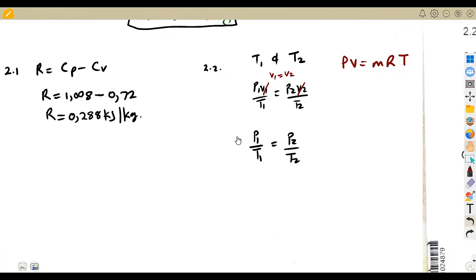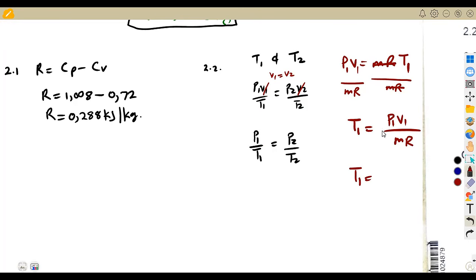So we're going to use this to find T1, meaning we're going to have P1 V1 is equal to MRT1, so that we can make T1 the subject. So just going to divide by mass times gas constant. All right, so that is going to give us T1. So T1 is going to be P1 V1 over MR. That was just a substitution that you're simply making.